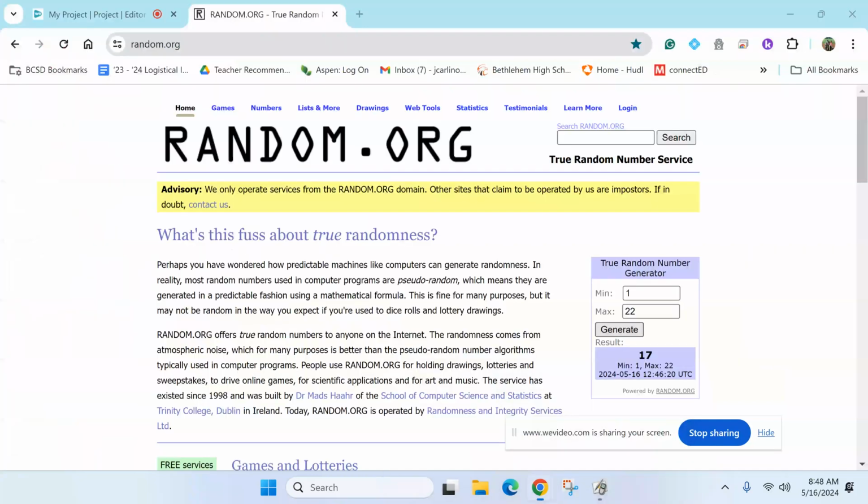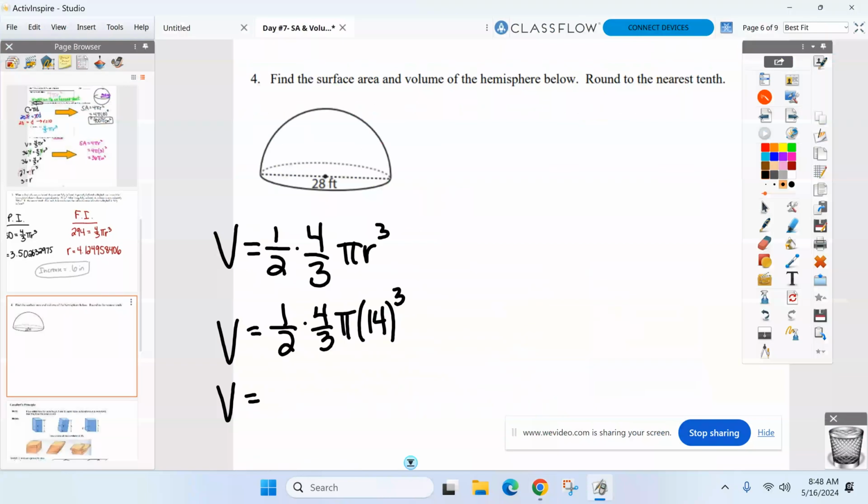Nearest 10th here. Nearest 10th. What's the volume? Nearest 10th. Dylan, back to you. 2 for 2. Got it. 5,747. If you want to put the 0.0, because it is nearest 10th, that's fine. If not, though, it's still good.